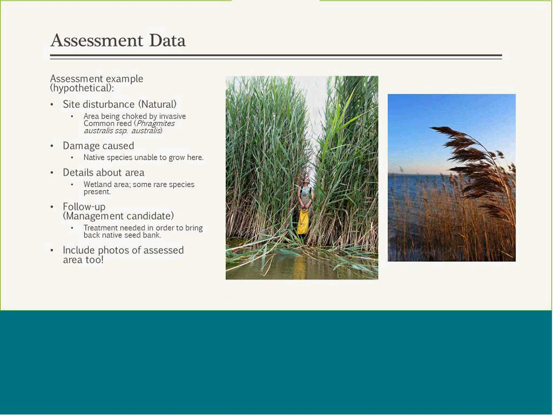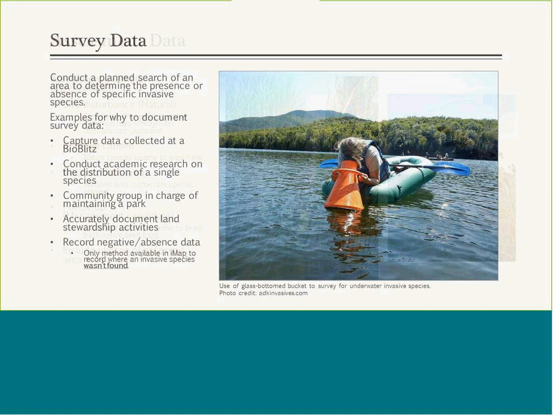You might want to create a survey based on the boundaries of the park that you are in charge of managing. You'll also be part of a land stewardship if you're part of a land trust and you want to go out and accurately document the activities that you're doing as far as the land stewardship. Again, recording negative or absence data is also something that a lot of people are interested in doing. This is the only way right now in iMap that you can actually document if you look for something and you didn't find it. It's going to be through that survey record.